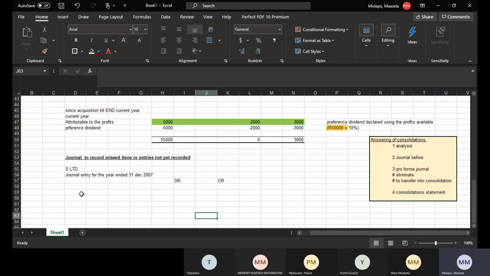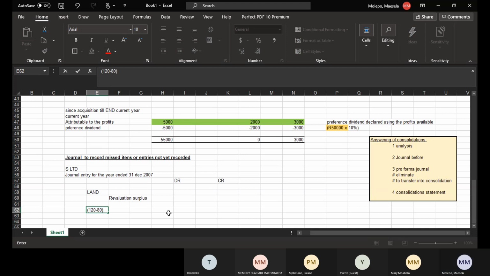Then we record the revaluation part. So when we record the revaluation, it's going to increase our land. So our land increases on which side? On the debit side. So we have land, and what causes our land to increase is the revaluation. So it increased by how much? It was 120 minus 80, which is 40.